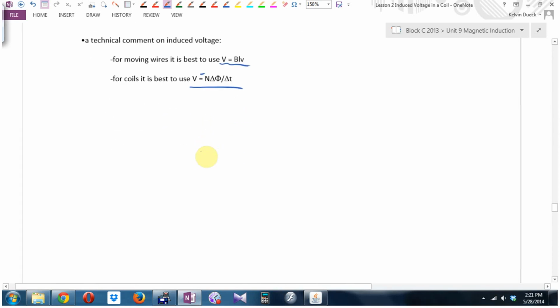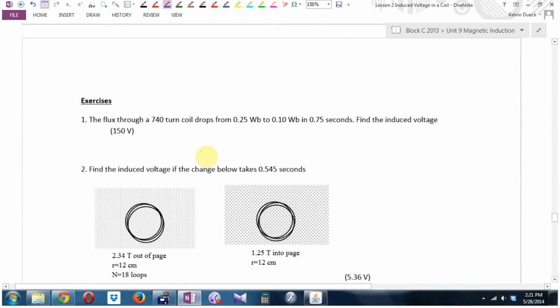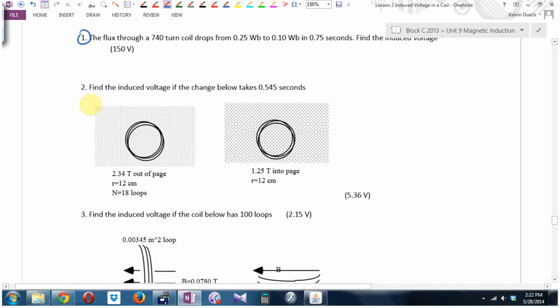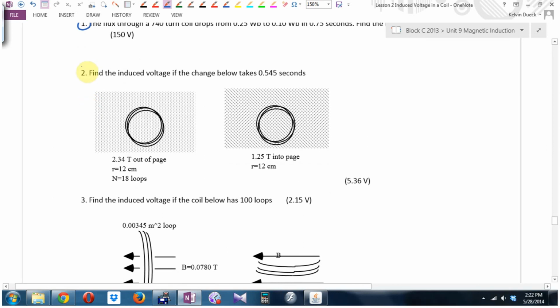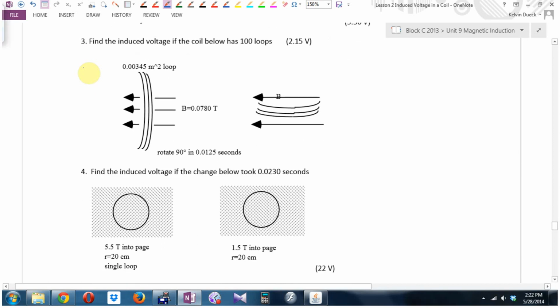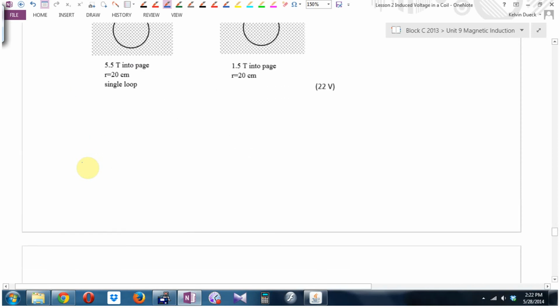What's your homework? First of all, finish lesson 1, but you need to practice this. Number 1, 2, 4. I skipped 3.